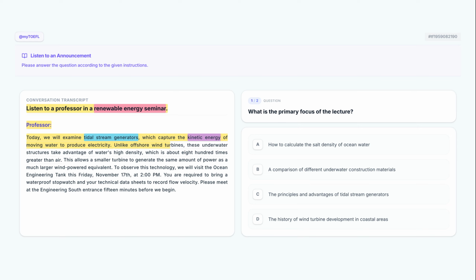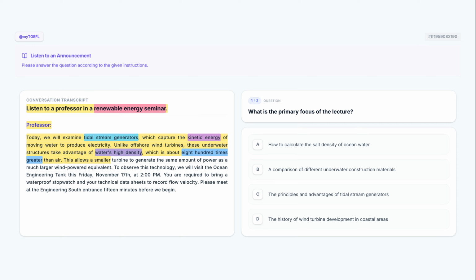Unlike offshore wind turbines, these underwater structures take advantage of water's high density, which is about 800 times greater than air. A key scientific fact is introduced here. Water's high density is 800 times greater than air, explaining why water is so powerful.